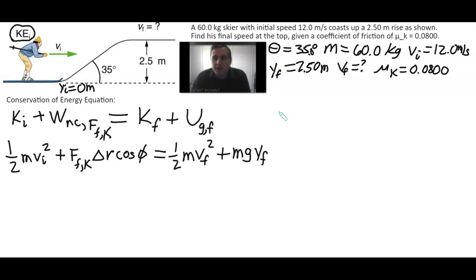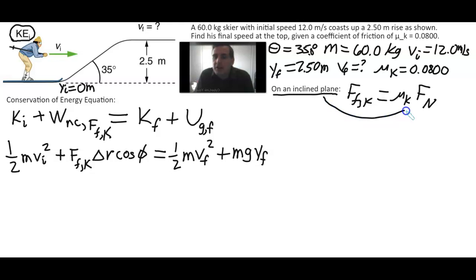Let me type that. So the skier is on an inclined plane. Okay, so we know that on an inclined plane the force of friction has a very specific form. Kinetic friction should usually just equal mu k times the normal force. But wait a minute, the normal force on an inclined plane has a very specific form. It's actually in terms of theta.